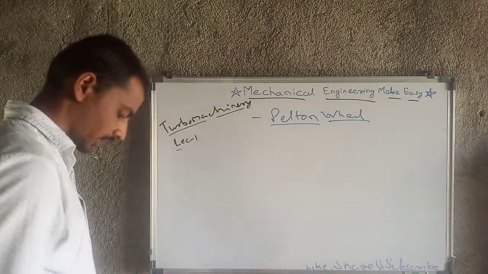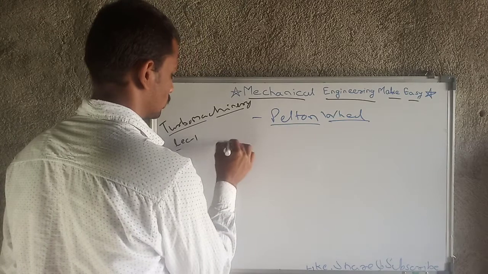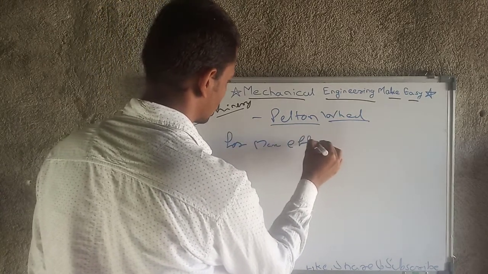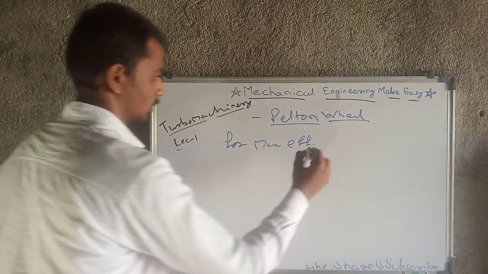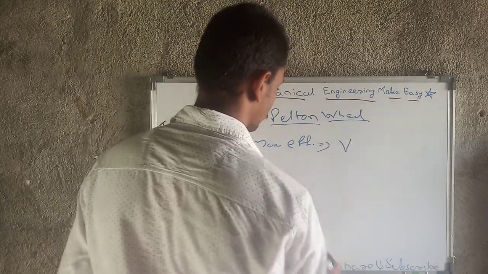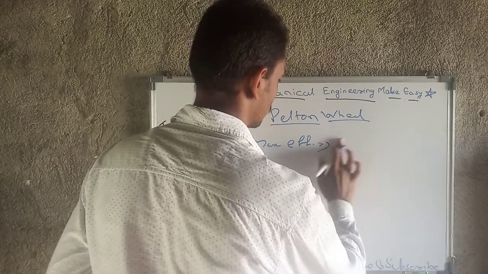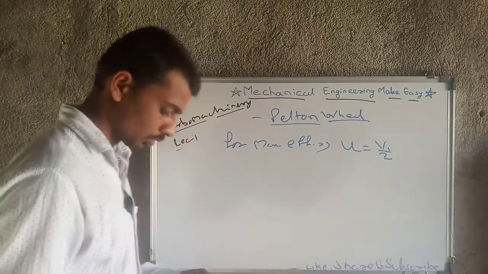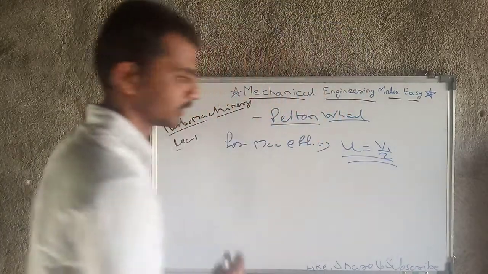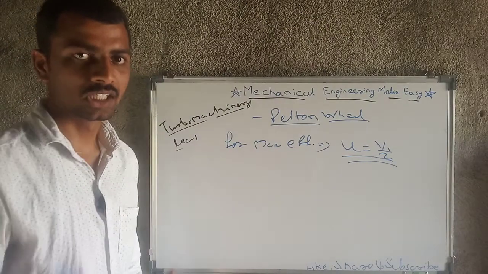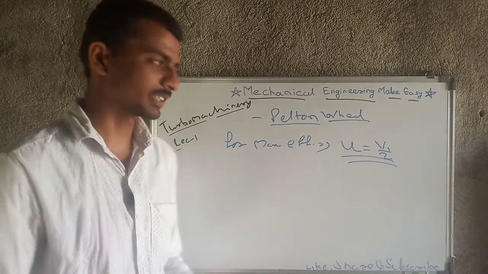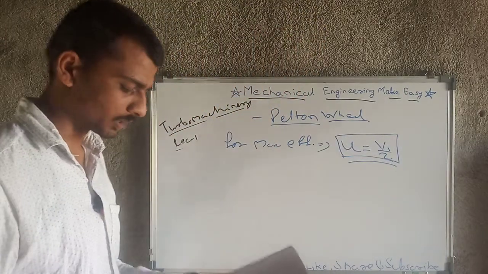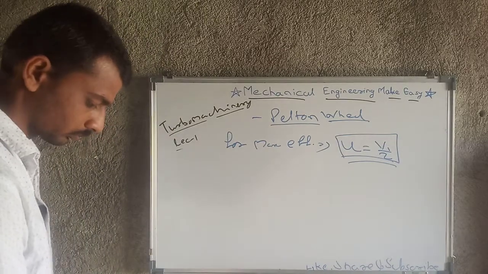Next concept, okay, for maximum efficiency, we should have u, that is v1 by 2. Okay, this is the condition for maximum efficiency. What was the formula of that hydraulic efficiency? If we need that hydraulic efficiency at maximum extent, then that u should be v1 by 2, then we will get the maximum efficiency.